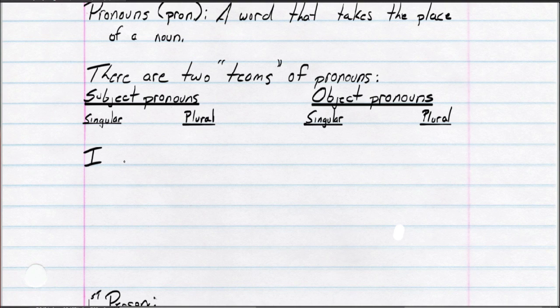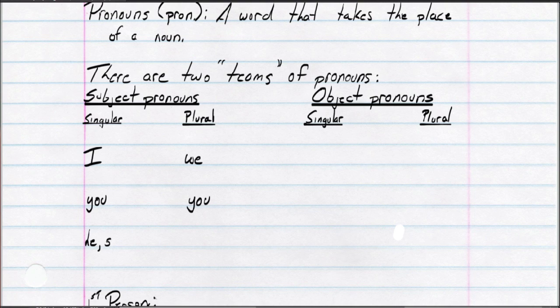I is a singular subject pronoun. The plural version of I is we. Go ahead and skip a line. Underneath that, I want you to put down the word you. That is the singular version of a subject pronoun, but it is also, in this case, how we do the plural. Go ahead and skip a line, and beneath that, put the last one.